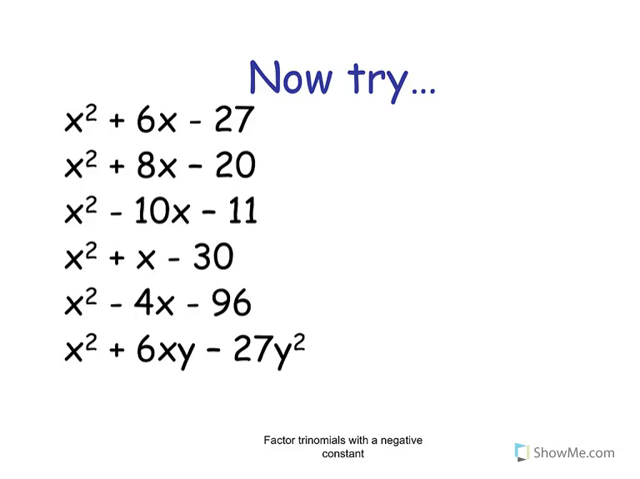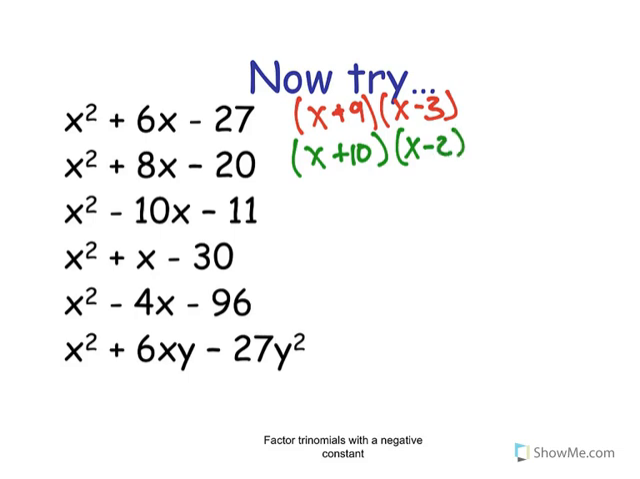So I know we're all going to pause the video and we're going to grab our pencils, which we've been using for notes, and we're going to factor these on our own. And then of course we'll unpause our video. So two factors of negative 27 that add to 6 would be positive 9 and negative 3. Two factors of negative 20 that add to positive 8 would be positive 10 and negative 2.